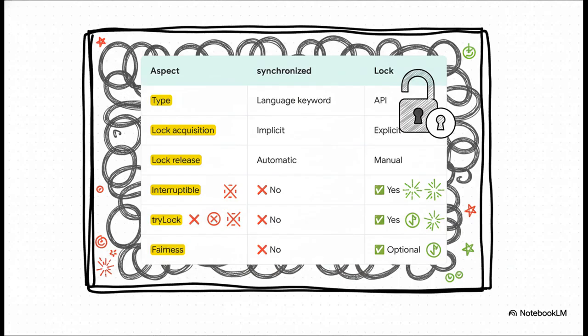Okay, this table really puts it all side by side. Synchronized, that's a language keyword. Lock, it's an API. Getting and releasing the lock is all automatic with Synchronized, but with Lock, you have to do it yourself. It's explicit and manual. And now for the cool features. Interrupts? Nope for Synchronized. A way to try for a lock without getting stuck? That's tryLock. And nope, Synchronized doesn't have it. Fairness control? Not a chance. Lock, on the other hand, gives you a big yes to all three. This is where you really see the upgrade.